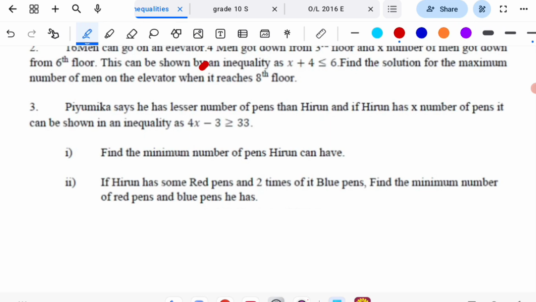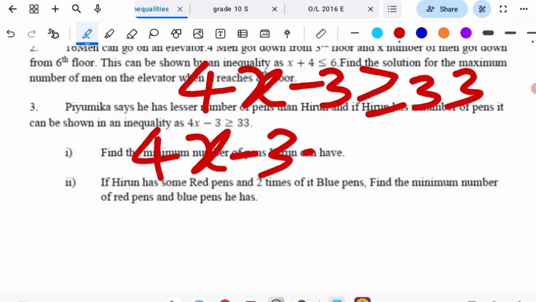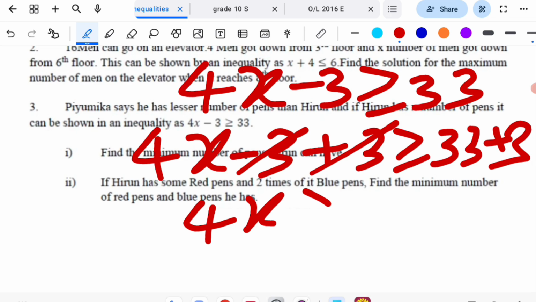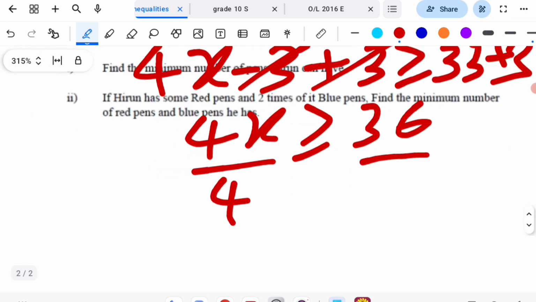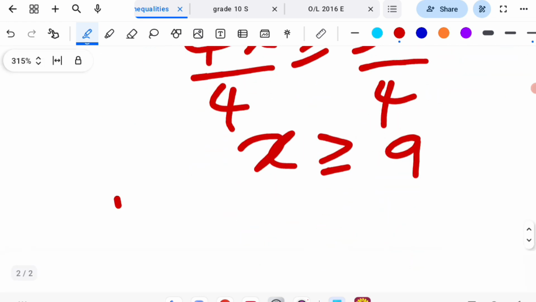Then we can solve it. 4x minus 3 greater than or equals 33. We have to remove minus 3, so we can put plus 3 to both sides, 33 plus 3. 4x greater than or equals 36. Now we can divide both sides by 4. x greater than or equals 36 divided by 4 is 9. Therefore, maximum value of x should be 9.